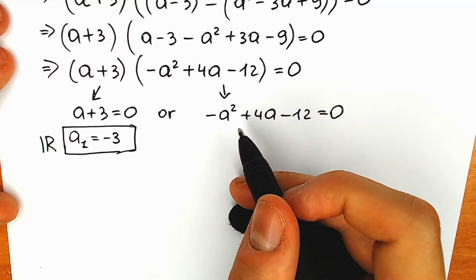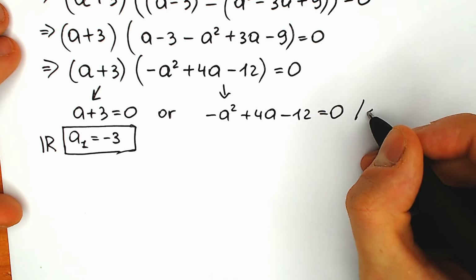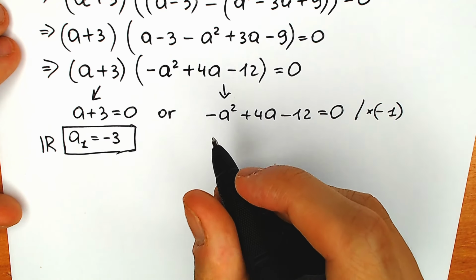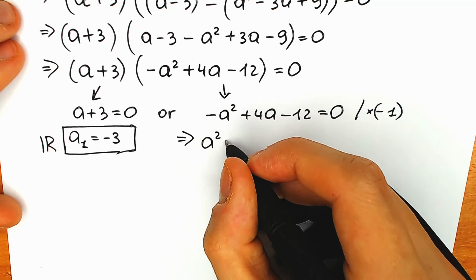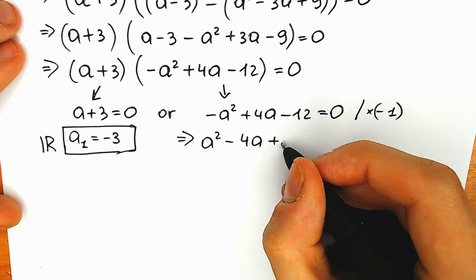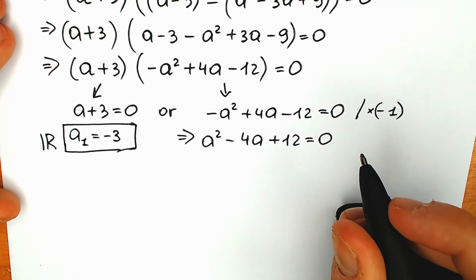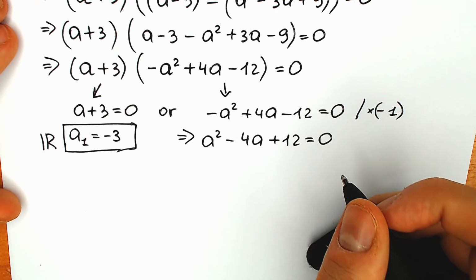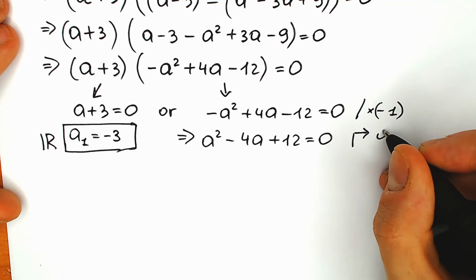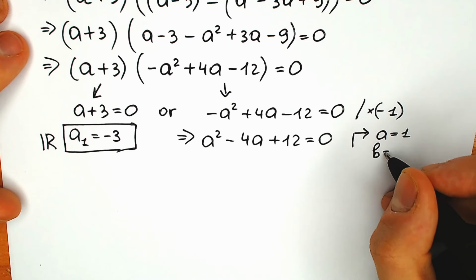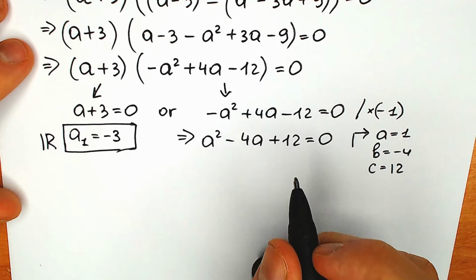What about the second equation? This is a quadratic equation, but without any problems, we can easily solve it. First of all, we can multiply it by minus 1 because we prefer a little bit different order. So we have a square, minus 4a and plus 12 equal to 0. And right now we have a classic quadratic equation. I'm going to solve it according to the basic method of coefficients. So first of all, right here we have our coefficients, a equal to 1, b equal to minus 4, and c equal to 12.